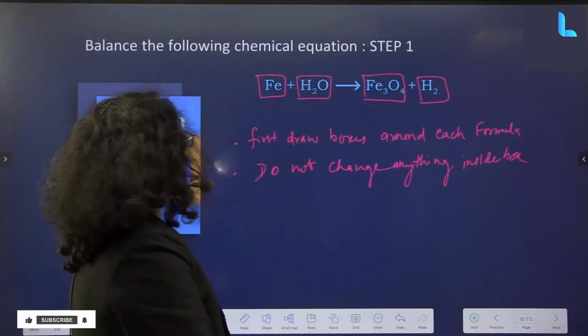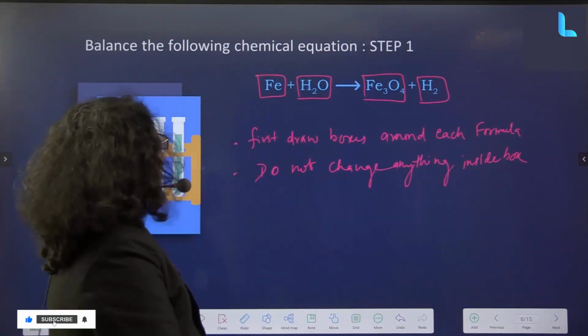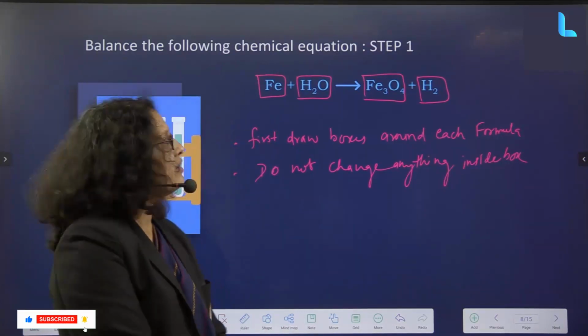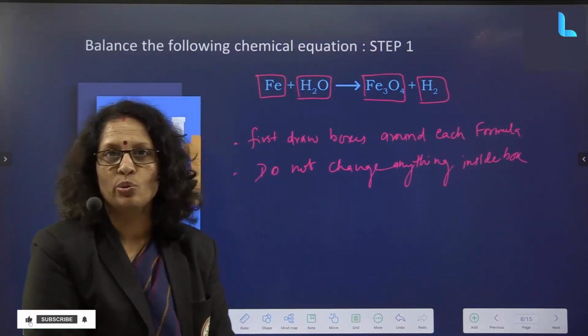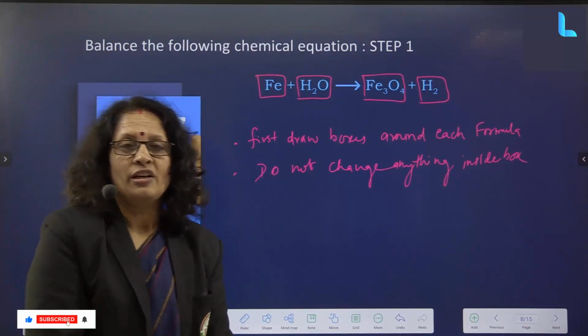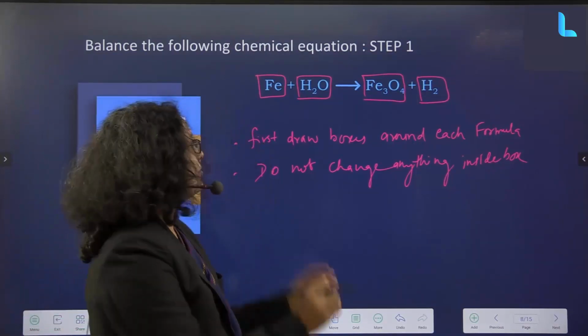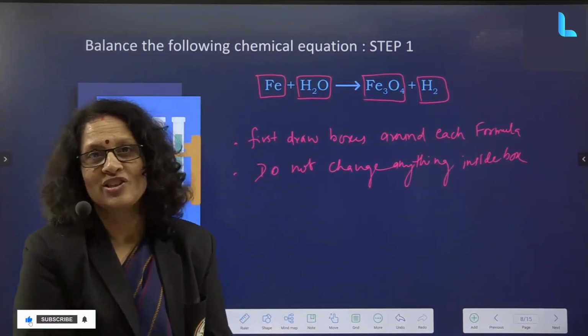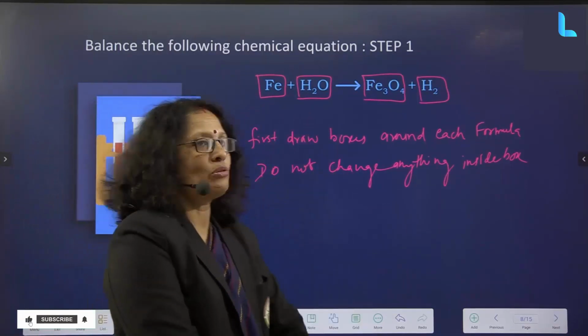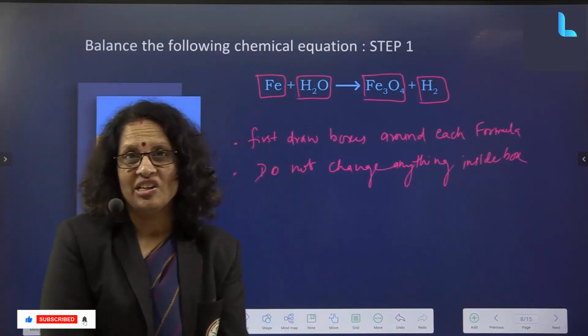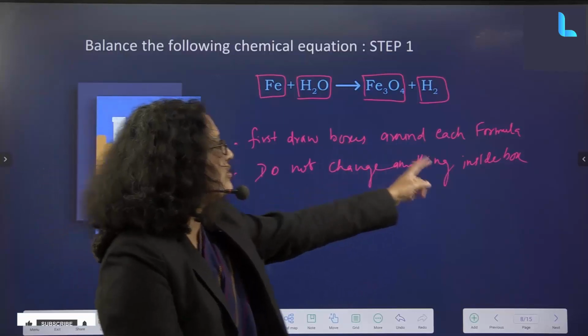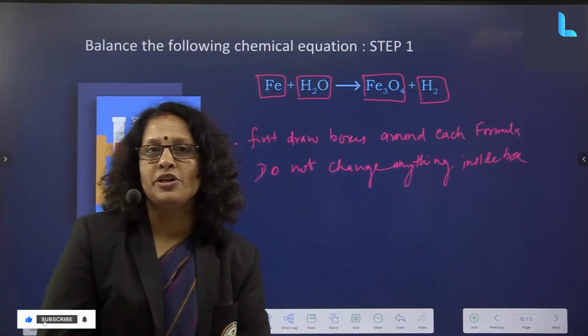Next we see another equation given to us, that is Fe plus H2O gives Fe3O4 plus H2. We have to balance this equation. Let's learn step by step. So in the first step, what should we do to balance the equation? We have to first draw boxes around each formula, each entity.